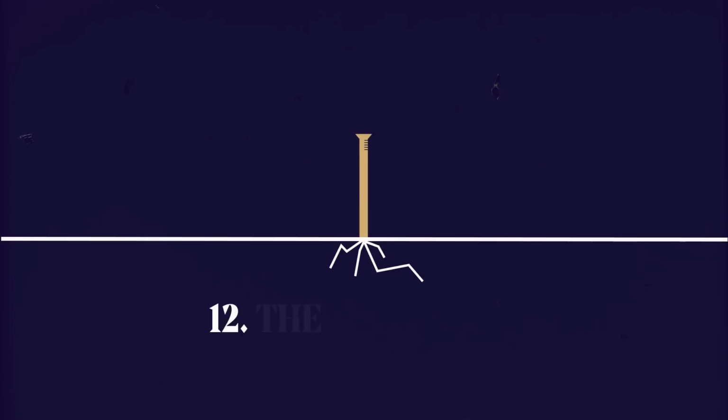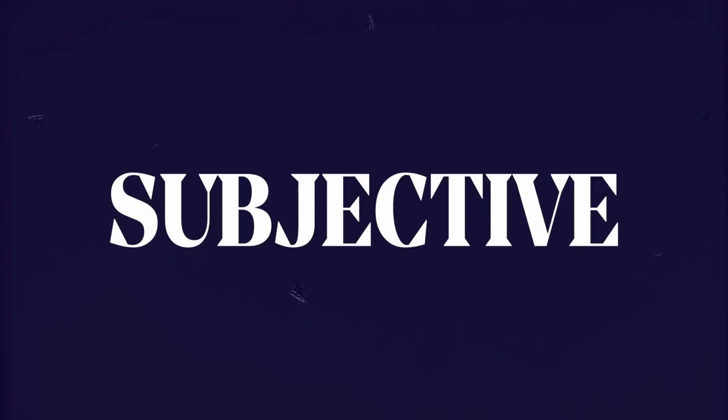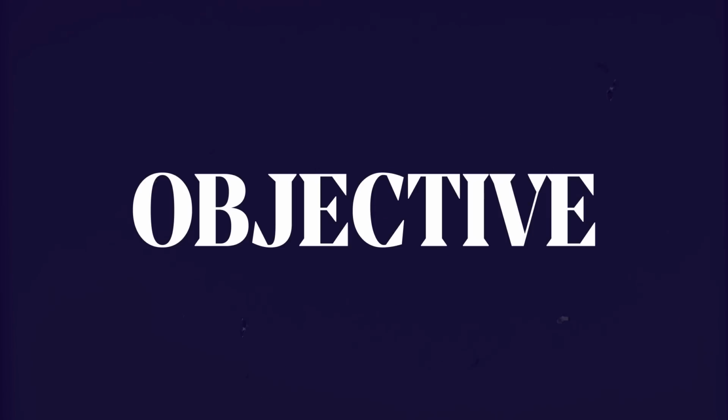Nail number 12, understand the right kind of listening. When it comes down to it, there are really 2 types of listening. One is subjective and the other is objective. If we consider those 2 as opposite ends of a sliding scale, mixing falls somewhere in between, with mastering leaning more heavily towards the objective side and production leaning more towards the subjective and creative. It doesn't mean that mastering can't be creative.